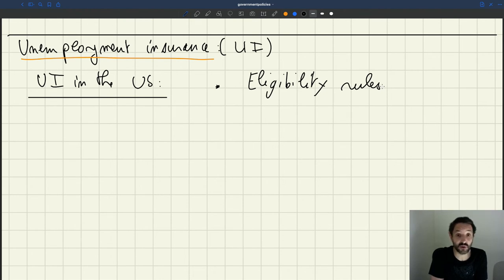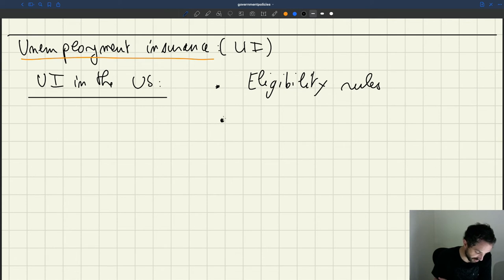Even if you worked before, you also need to have worked long enough, and you need to have earned a sufficient amount of money to be eligible to UI. Something that also disqualifies you, I said if you quit, you're not eligible to UI. And also if you're dismissed for cause, if you lose your job because you did something bad in the firm, you're also not eligible. So you need to have lost your job through no fault of your own. So there are some rules like that, and the rules vary a little bit by state. You can have a look at it if that's of interest.